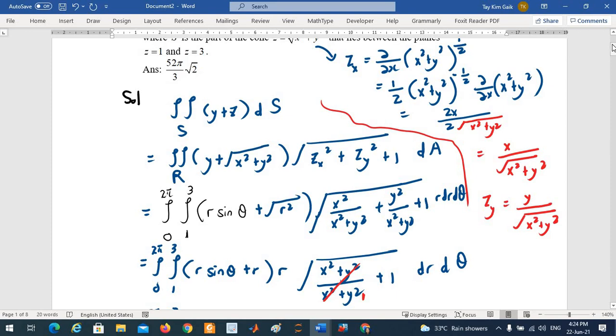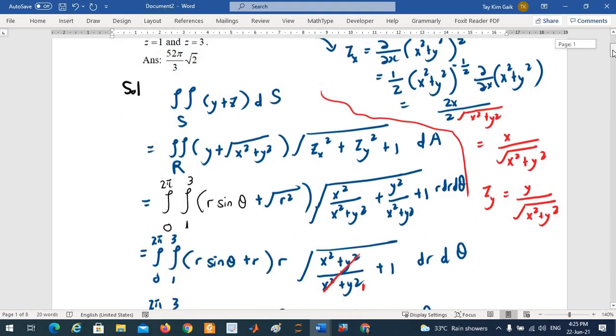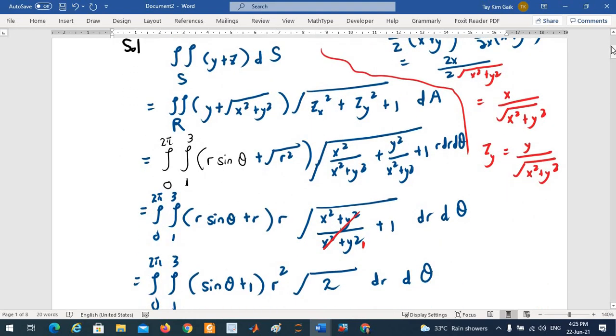From z, you differentiate from the cone equation, you find del z del x. You get x over square root x squared plus y squared. So z_x squared, you square it, you have x squared over x squared plus y squared. And z_y is y over square root x squared plus y squared. Square it, you have y squared over x squared plus y squared. Combine these two terms is 1, 1 plus 1, this is square root 2.